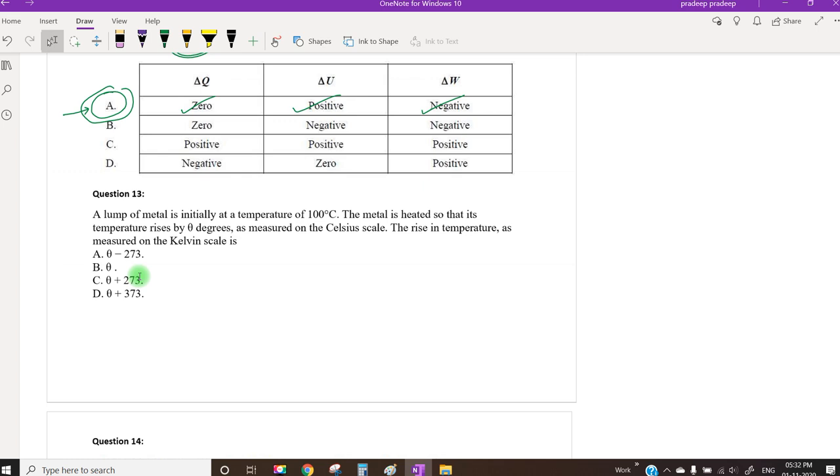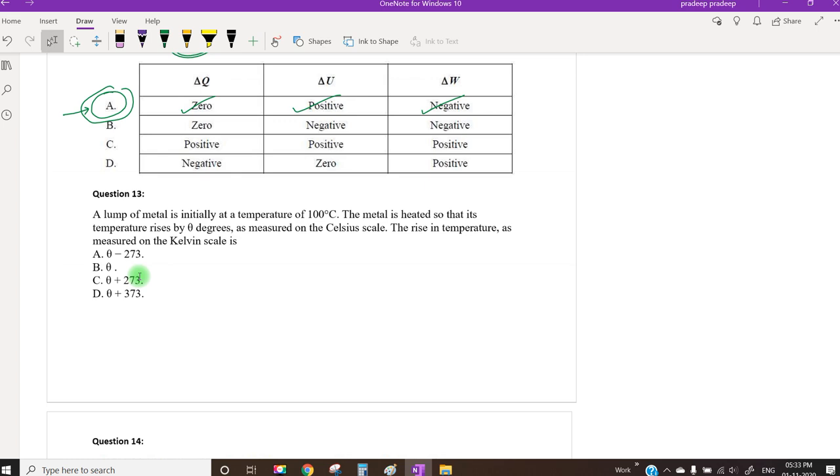Because the metal is heated by theta degrees, in kelvins that would be theta plus 273. Okay. Somil, just explain. I realized my mistake. They had asked the rise in temperature, not the final temperature. If the final temperature was asked, then D would have been the correct answer. Yes, correct. Understood. I'm sorry, sir. It's C. Even I got that one.